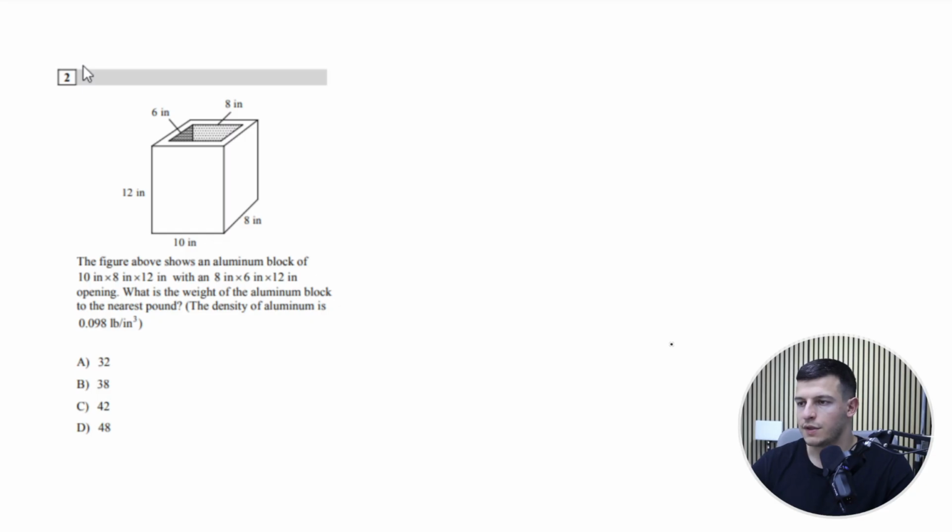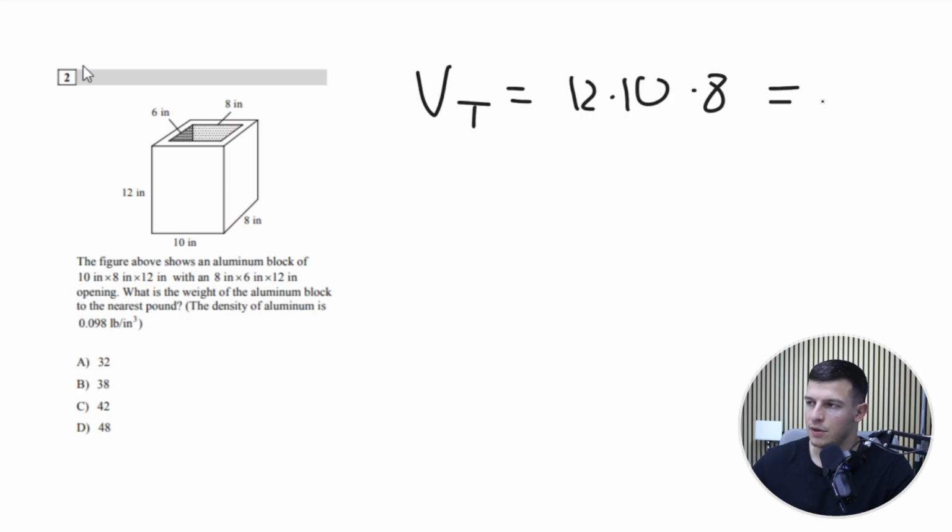The figure above shows an aluminum block of 10 by 8 by 12, with an 8 by 6 by 12 opening. What is the weight of the aluminum block to the nearest pound? Now that's again basically the same question. So the volume of the total is going to be equal to 12 times 10 times 8, which is equal to, I want to say 96, hopefully it's correct.